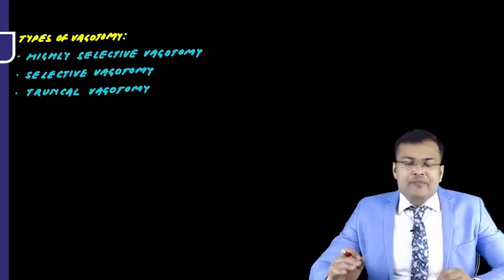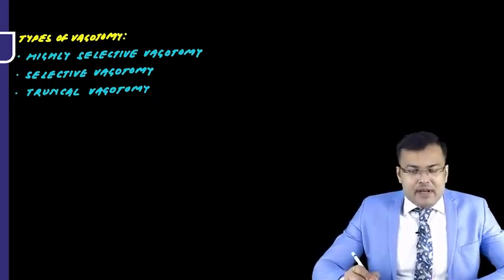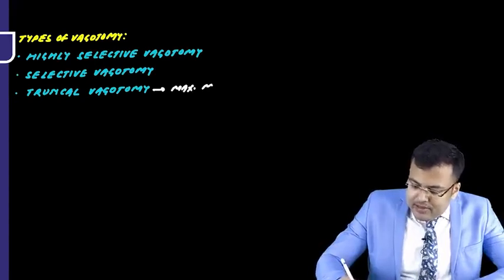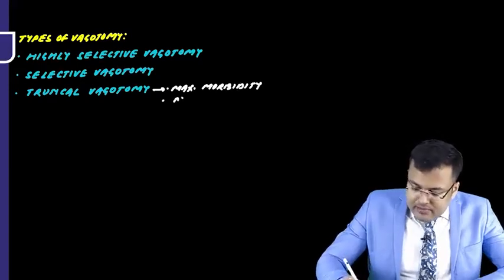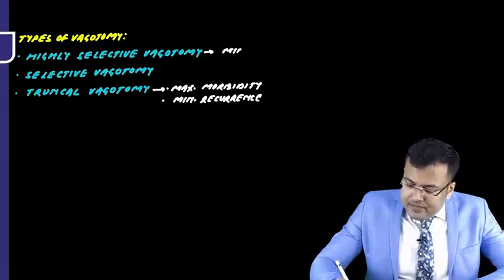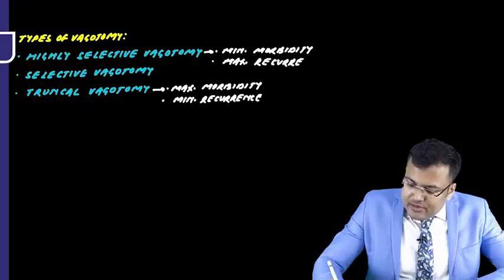So what are the types of vagotomy? Highly selective, selective and truncal vagotomy. So which one is having maximum morbidity and minimum recurrence? Truncal vagotomy is associated with maximum morbidity, but there is minimum recurrence. And what about highly selective vagotomy? This one is having minimum morbidity but maximum recurrence.